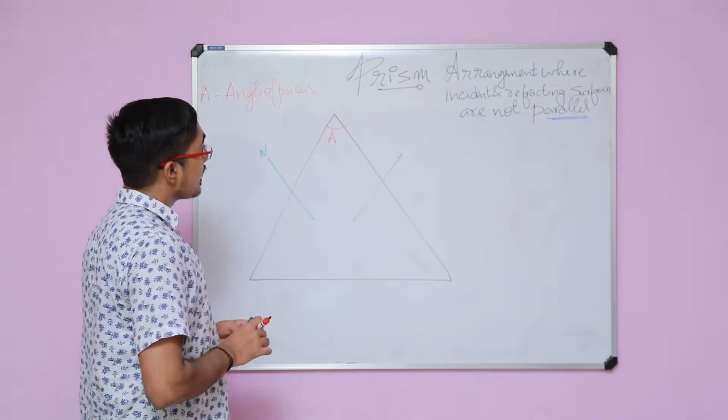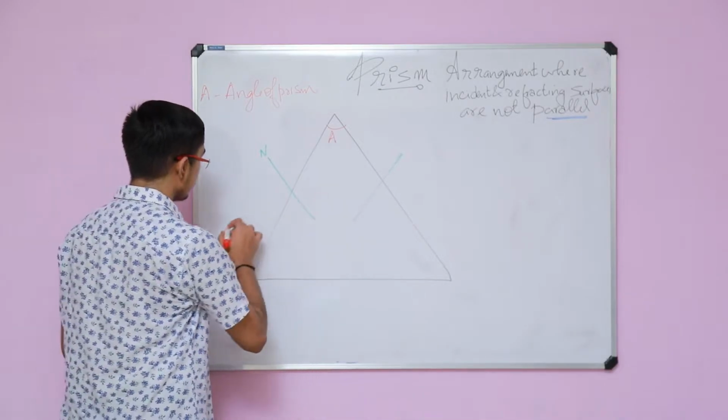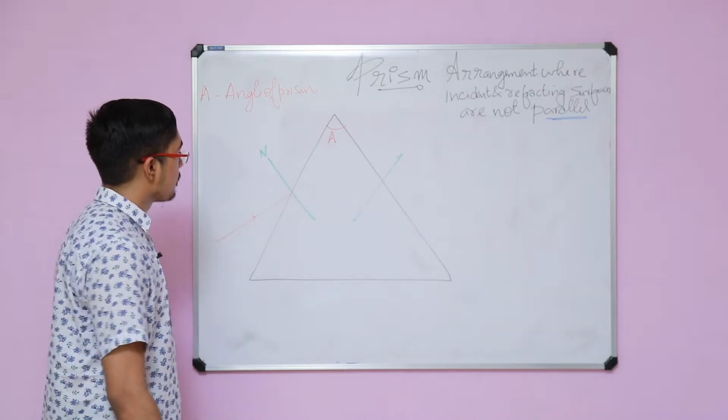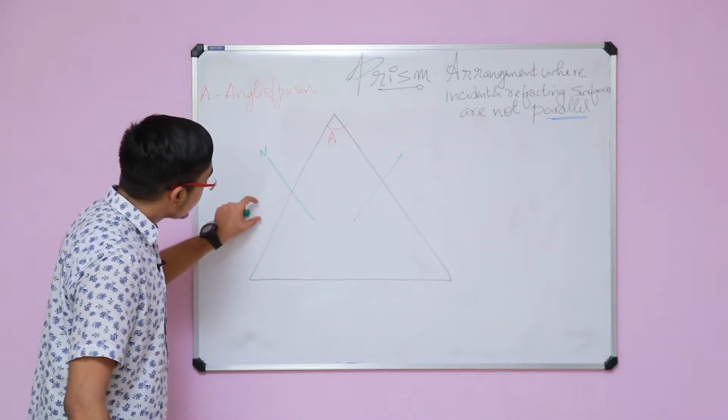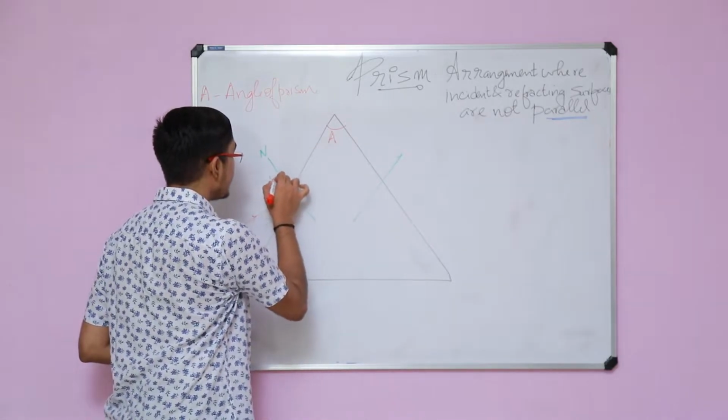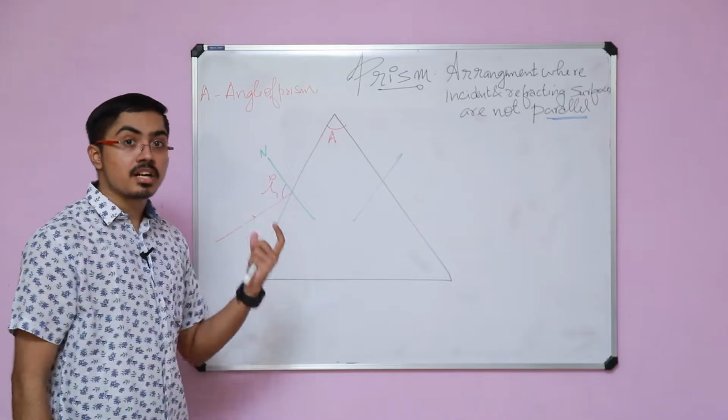Let us suppose an incident ray is coming like this, isn't it? So this is how the incident ray is coming into the prism. The angle the incident ray makes with the normal is called the angle of incidence. I will be marking it as I1.